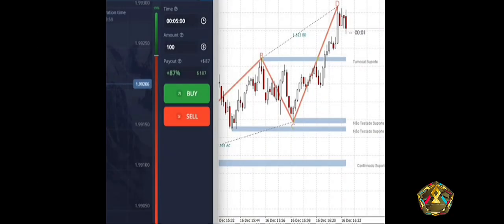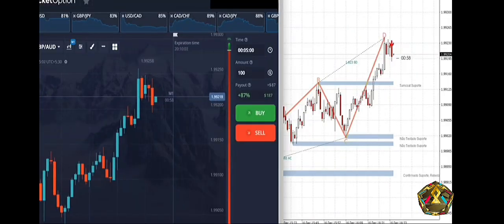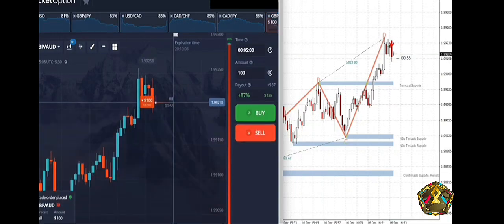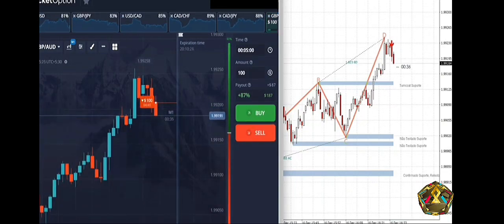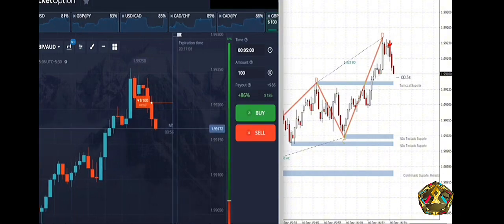All right, traders, here's the setup. After the ABCD pattern became firm, we got a red sell arrow. While the price hasn't quite reached the resistance level, we noticed a strong bearish rally after the D point. That's why I decided to take a sell trade here.